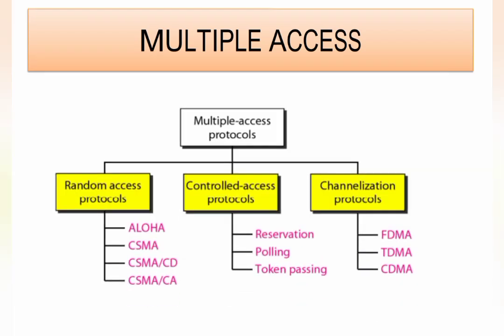Now we will see the classification of the multiple access protocols. Multiple access protocols are divided into random access protocols, control access protocols, and channelization protocols. The first one is the random access protocols. It is again divided into types: Aloha, CSMA (carrier sense multiple access), CSMA with collision detection, and CSMA with collision avoidance. First of all, we will see the random access protocols.